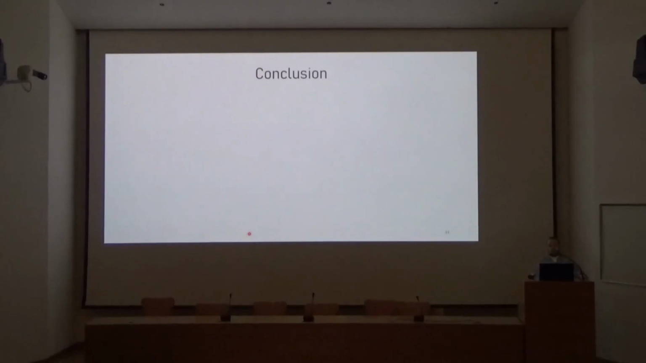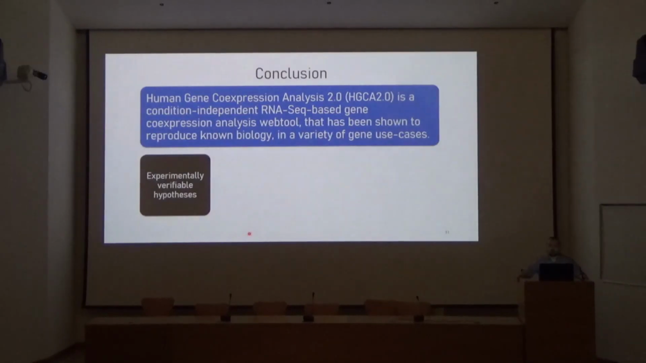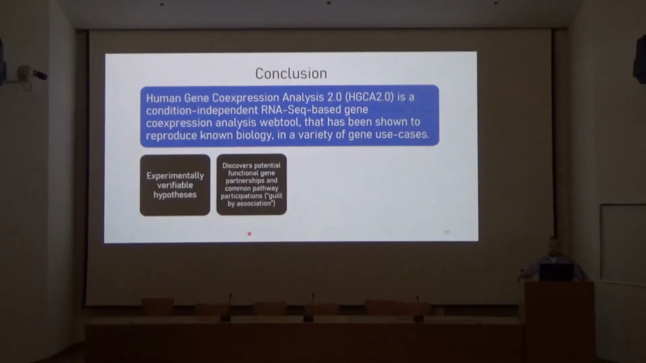So, what is the take-home message today? HGCA2 is a condition-dependent RNA-seq-based co-expression analysis webtool that we showed to be able to reproduce known biology in a variety of gene use cases. So, that gives us the confidence to say that HGCA2 can produce experimentally verifiable hypotheses for the users. And that means that HGCA2 is able to discover potential functional gene partners and also genes that follow the same pathway through a guilt-by-association approach.